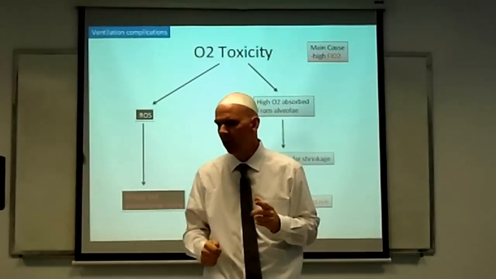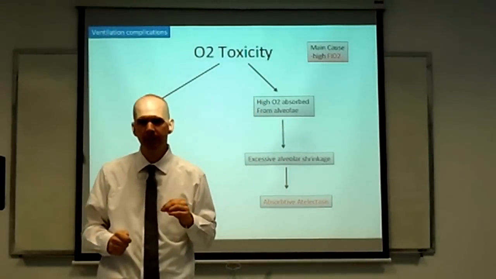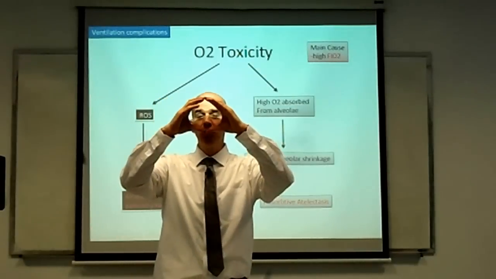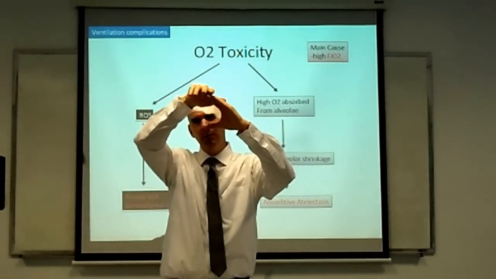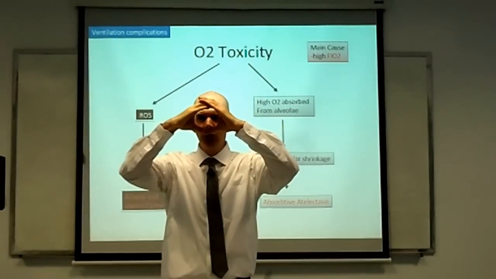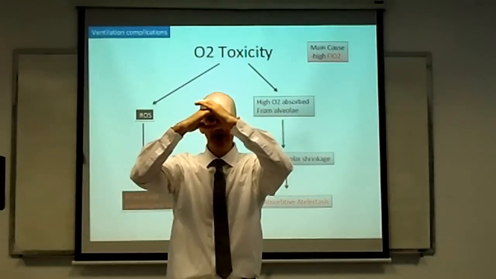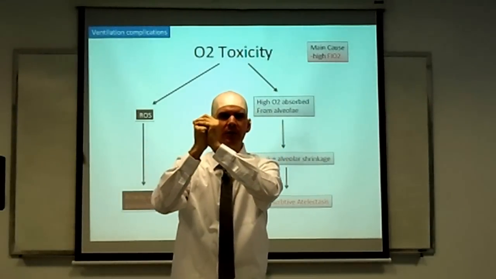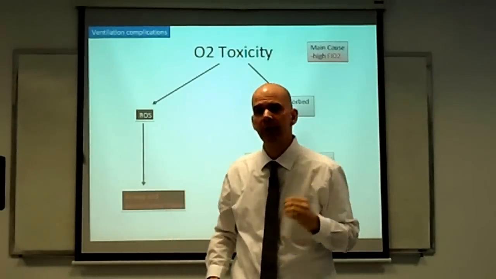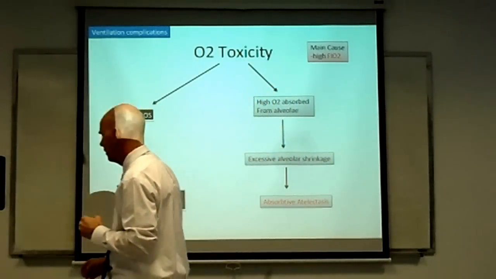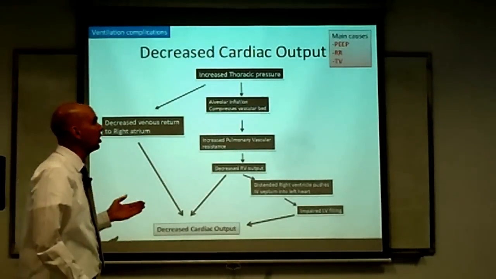What if, on the other hand, I was to have 100% fraction of inspired oxygen? In that case, it would pretty much all be oxygen in there. The oxygen gets greedily gobbled up by the capillaries, and the alveolus shrinks down and down and down, and hey, there's nothing stopping it. It keeps on shrinking until it collapses, because there's no nitrogen in there. That's absorptive atelectasis. Next complication we have is decreased cardiac output.